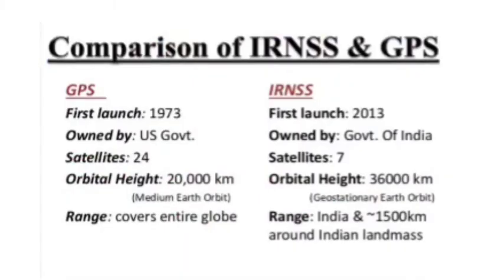Here is the comparison of IRNSS and GPS. GPS was first launched by the US government. The orbital height is 20,000 kilometers, and the range covers the entire globe. Coming to IRNSS, the own satellite system of India, it was first launched in 2013 and is owned by the government of India. Seven satellites have been launched so far. The orbital height is 36,000 kilometers, in geostationary Earth orbit, and it covers the Indian landmass and the area around it.